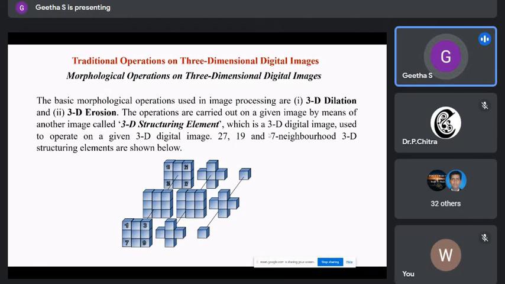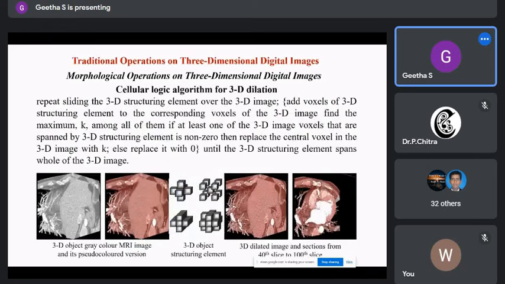So 3D structuring elements are given below. These are the main structures. To apply any formula, you need the 27 neighborhood formula, otherwise you apply the 19 neighborhood formula, otherwise you apply the 7 neighborhood formula. Already we know what is meant by the 7 neighborhood or 9 neighborhood formula. So this one is the morphological operation on 3D digital images.